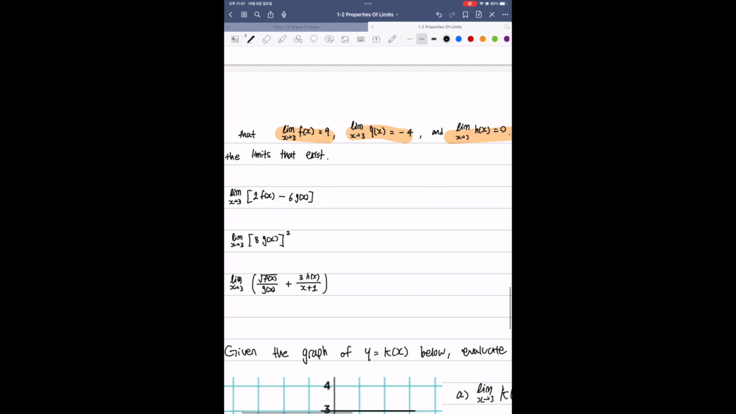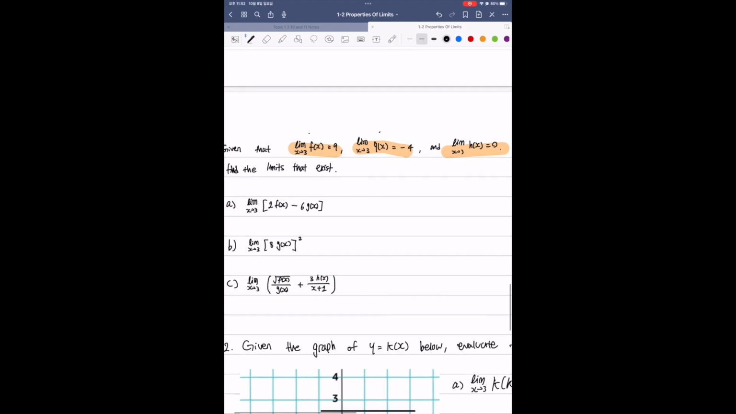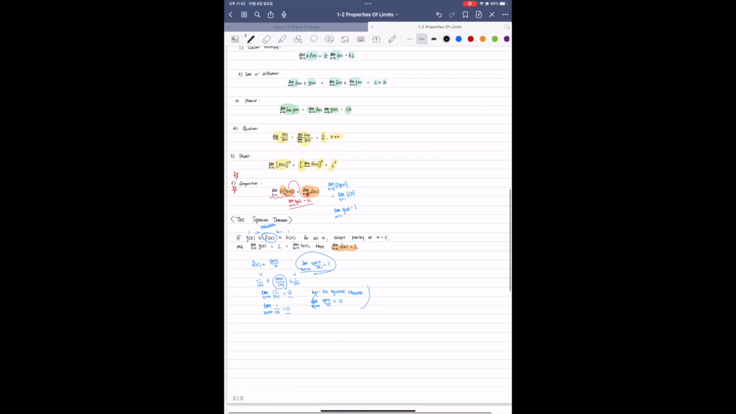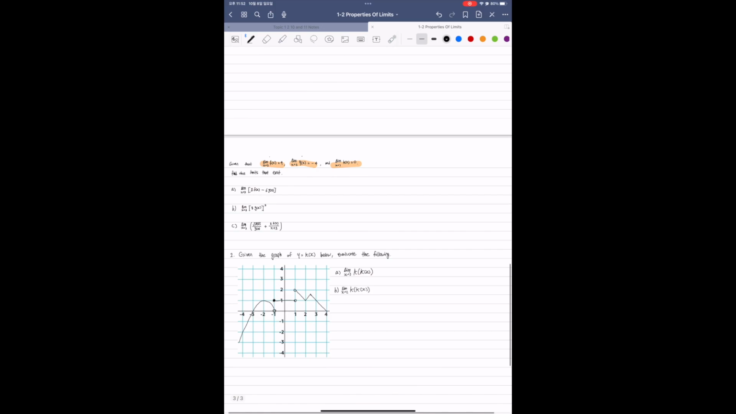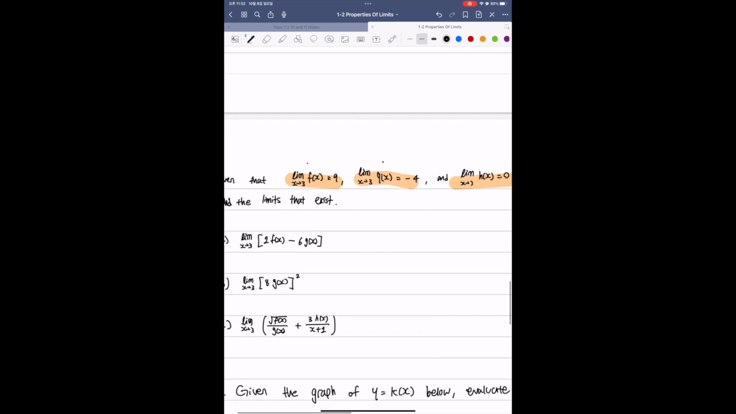Okay, so given that the limit of f(x) equals 9, the limit of g(x) equals -4, and the limit of h(x) equals 0, we need these pieces of information to find the answer for question A. By using the properties of limits up here, we know that if there's a number in front of the function, it means we need to find the product, which is multiplication.